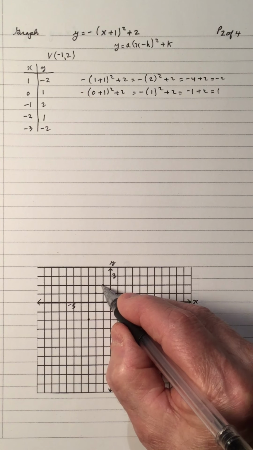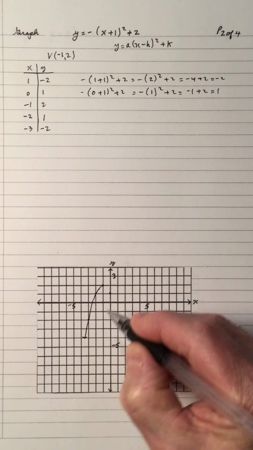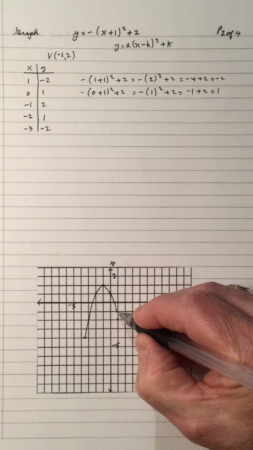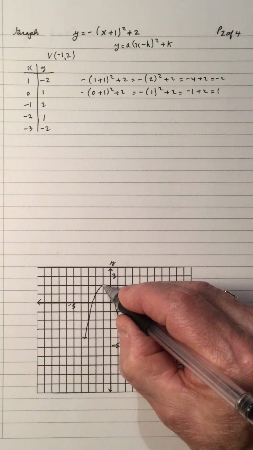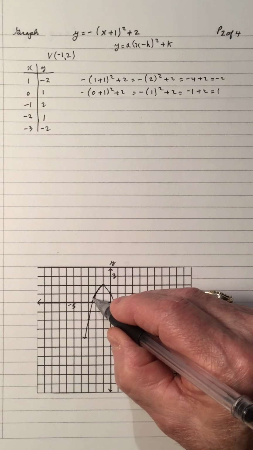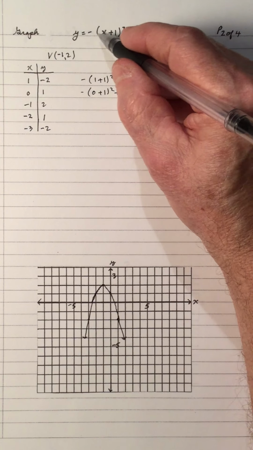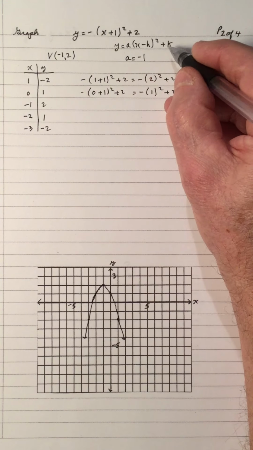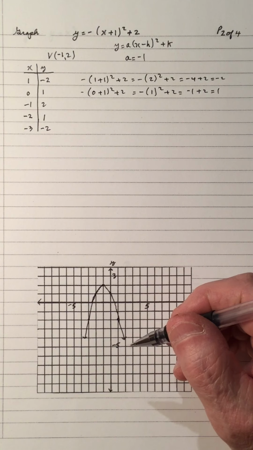So we have a parabola that's doing this, and there it is. So notice, the parabola is opening downward through these points. It's downward because a is negative 1. A is negative 1, so therefore it's going to open down. Makes sense.